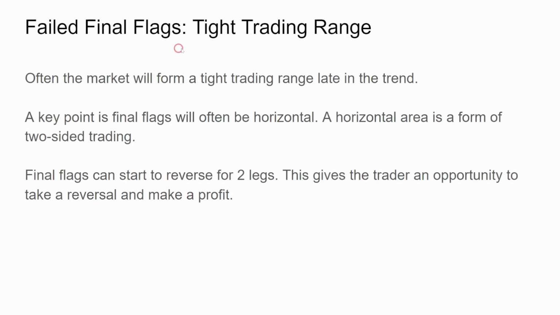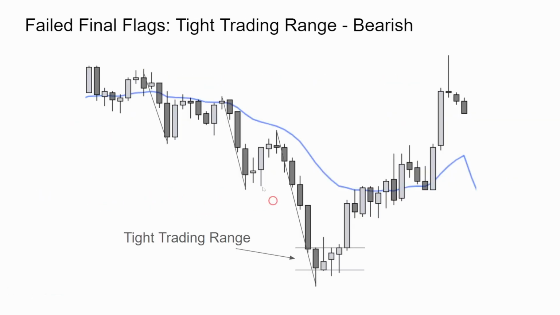Failed final flags, tight trading range. Often the market will form a tight trading range late in the trend. A key point is final flags will often be horizontal. A horizontal area is a form of two-sided trading. Final flags can start to reverse for 2 legs. This gives the trader an opportunity to take a reversal and make a profit.